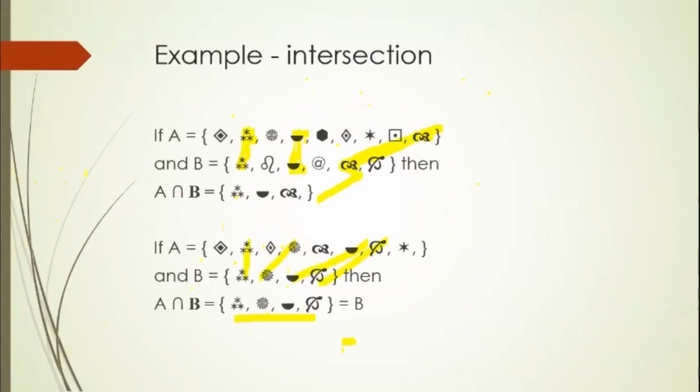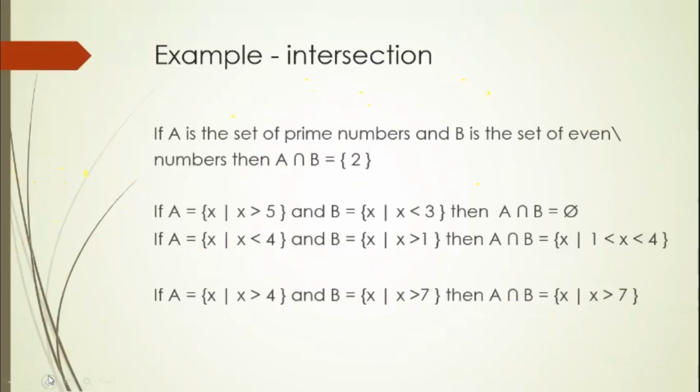Why is it equal to B? Sir, why is it equal to B? Because set B contains all these elements that we have in the final answer. So therefore, it can be written as A intersection B is the set B itself.